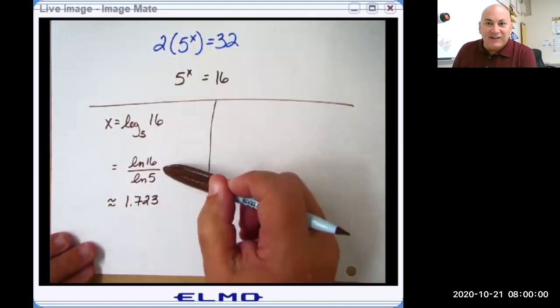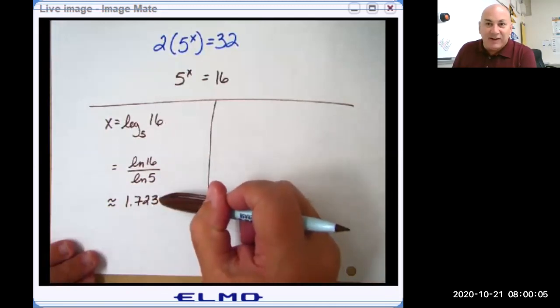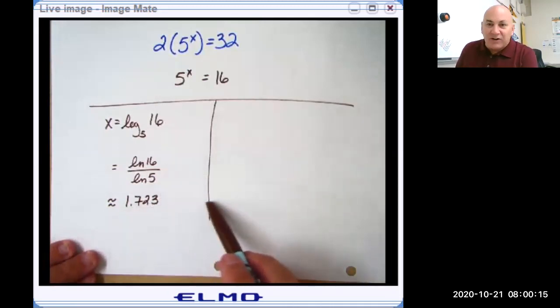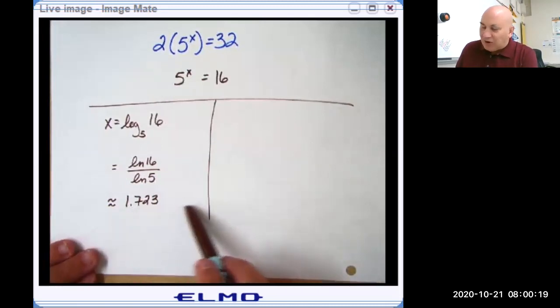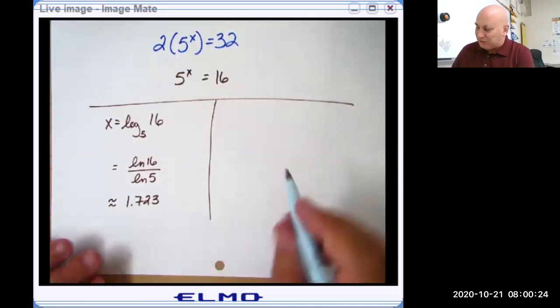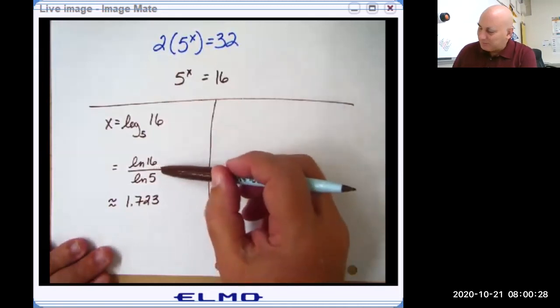This is an exact answer. This is a decimal approximation. If you want to give me some points back on your test and quiz, when I ask you for an exact answer, just give me a really long decimal number. Yeah, you'll be giving me points back. You can do this all day long. That's not exact. It's a decimal approximation. This is an exact answer.